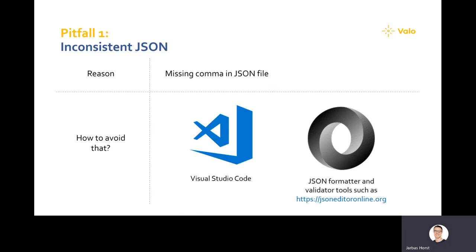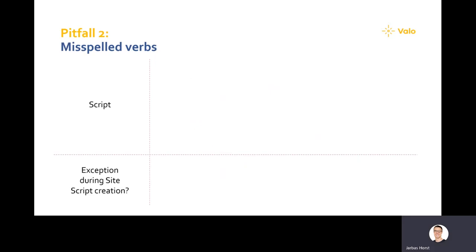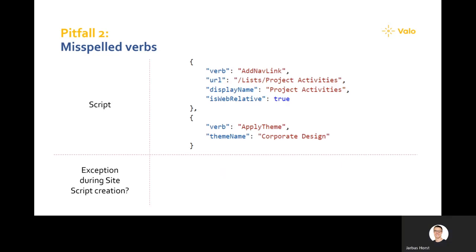The second pitfall is about misspelled verbs. And this is the script that I have. So I'm trying to add the project activities list to the left navigation, and I want to apply a theme called corporate design. And again, something is wrong here with my script. Now, if I try to create this script as a site script, I will end up with the following exception. So basically, my add nav link is not a valid action.